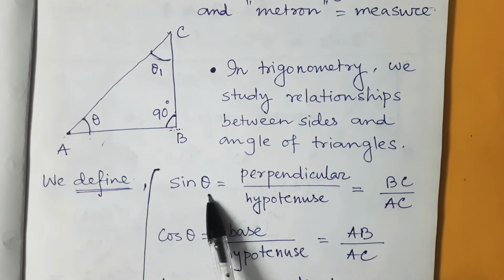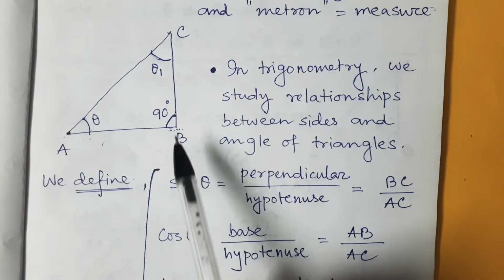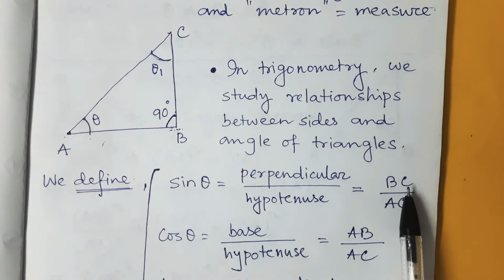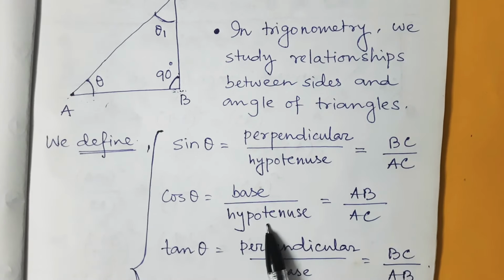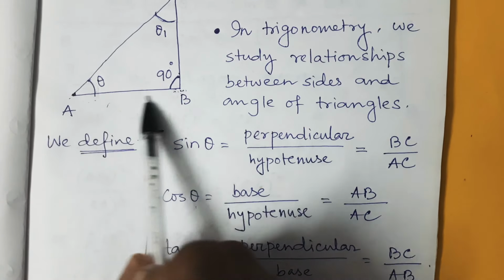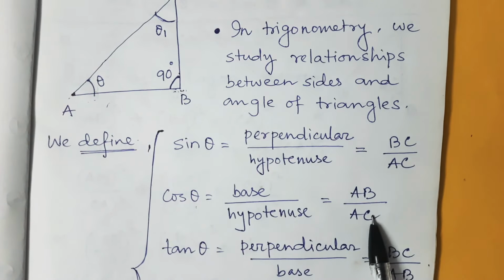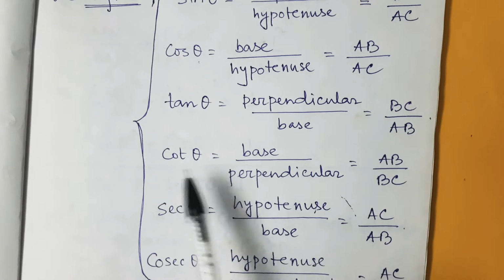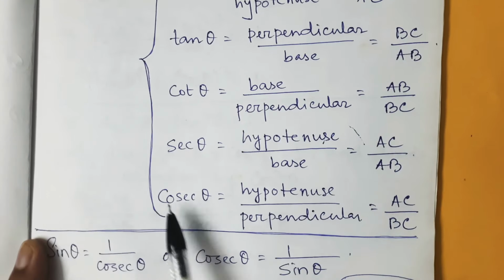So sin theta equals, as I said, perpendicular by hypotenuse. What is the perpendicular? This is the perpendicular, this is the base and this is the hypotenuse. So that's why it is BC by AC. Similarly, cos theta equals base by hypotenuse. Since we are talking about theta, that means this angle, so this is the base. So it is base by hypotenuse, AB by AC. Similarly, tan theta equals BC by AB, cot theta equals AB by BC, sec theta equals AC by AB and cosec theta equals AC by BC.